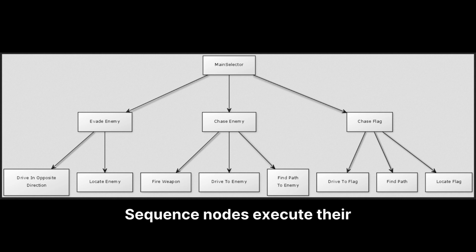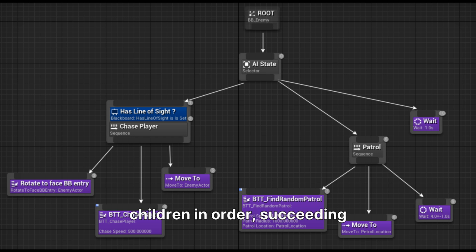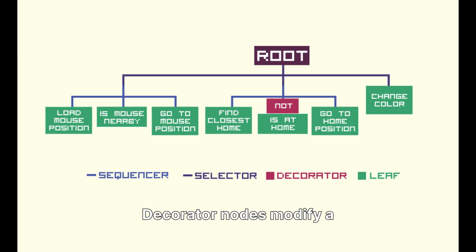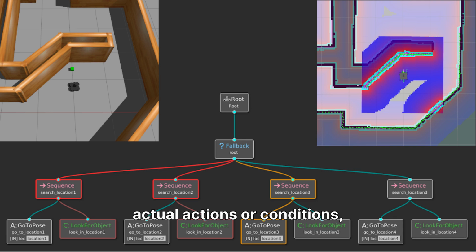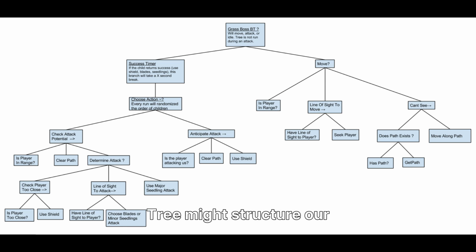Sequence nodes execute their children in order, succeeding only if all children succeed. Selector nodes try their children in order, succeeding if any child succeeds, and stopping there. Decorator nodes modify a single child's behavior, such as inverting its success or repeating it. Leaf nodes are the actual actions or conditions, like move to target or is player visible. Here's how a behavior tree might structure our enemy AI, making it more modular and readable.